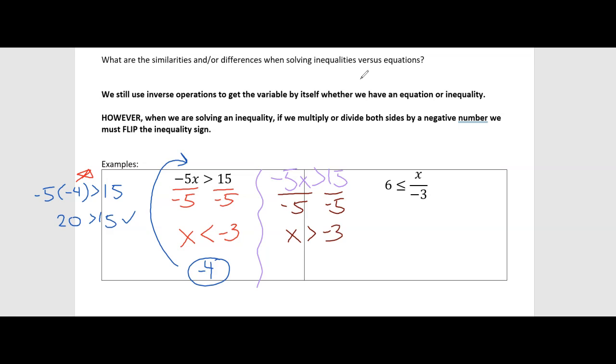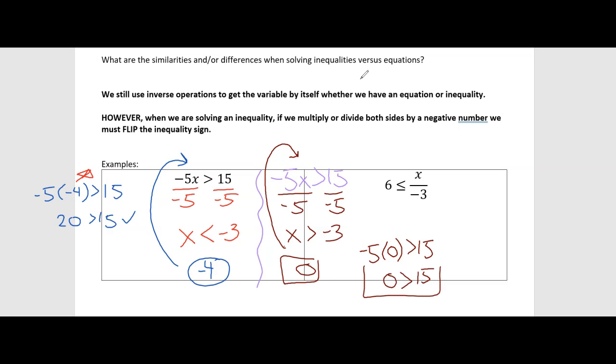Well, let's pick a number that's greater than -3. I think an easy one to pick is 0, right? So if I substitute 0 back in for our x to check, I get -5 times 0 is greater than 15. -5 times 0 is 0. 0 is greater than 15. But this statement is false, right? 0 is not greater than 15. So again, this is just to show you that if you don't flip that inequality sign, you're going to get a solution that does not make sense.